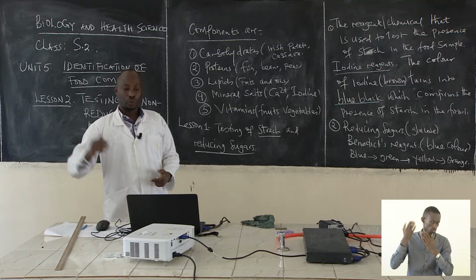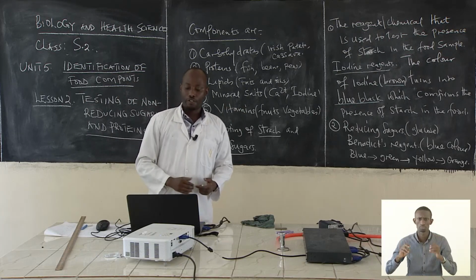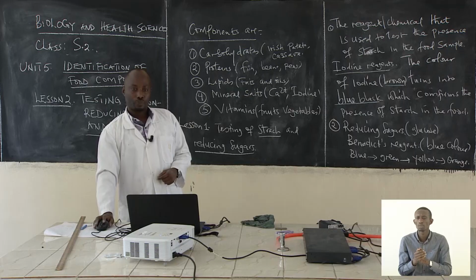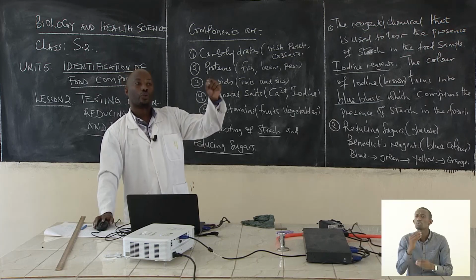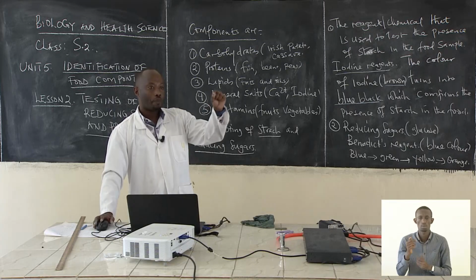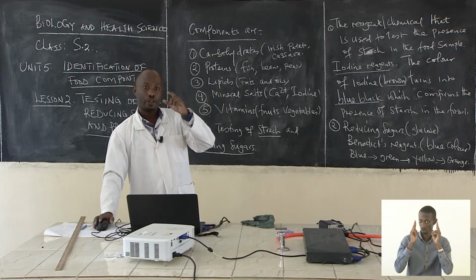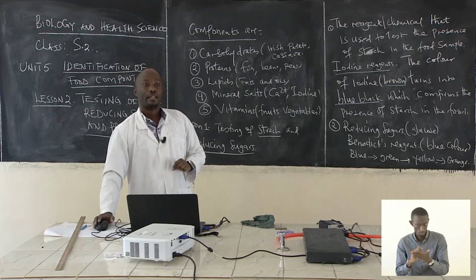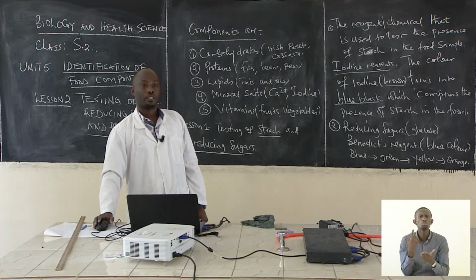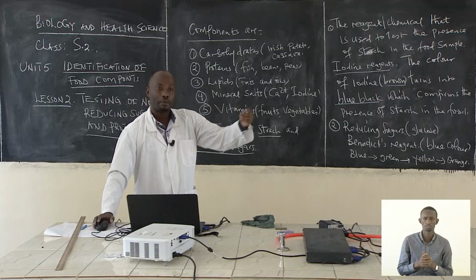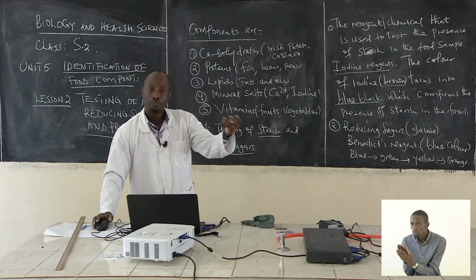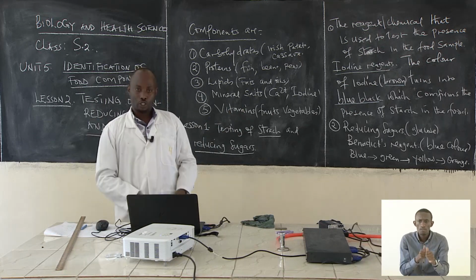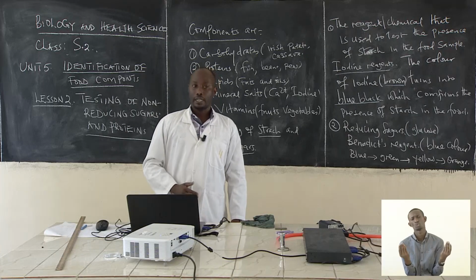And now we're going to go to lesson 2. Lesson 2 is concerning the testing of non-reducing sugars, as well as proteins. We did a practical lesson. We are going to go through the theoretical part of it. I hope everybody has a pen and a notebook, and tries to note the procedures, the apparatuses required, and the reagents we need to carry out that experiment. When you have all those requirements, it is very easy for you to conduct the experiment and to observe the color changing.